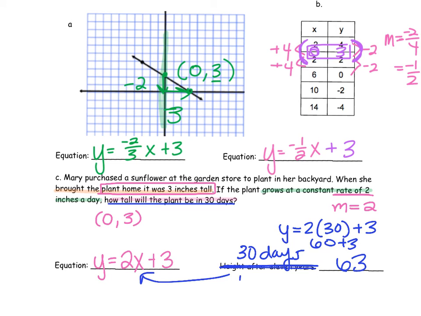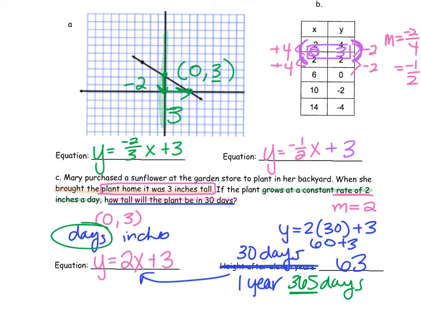Now if it asked after 1 year, remember we're talking about days and inches. So if we want to know the height after 1 year, we would have to think of that as 365 days, and then that's the number we would plug in. We wouldn't plug in 1 because my x values are days, not years. So making sure those labels are consistent is going to be really important. But after 30 days, we know my plant will be 63 inches tall.